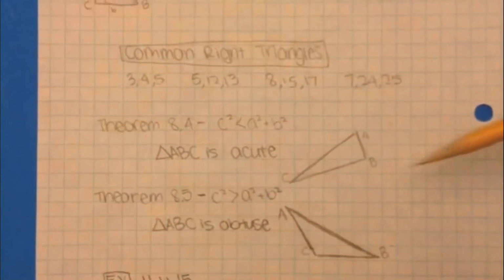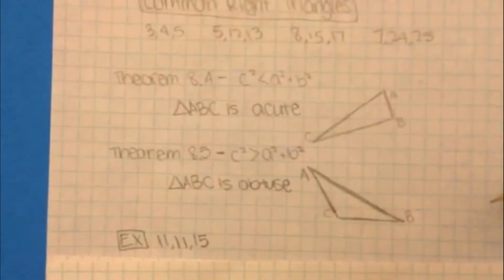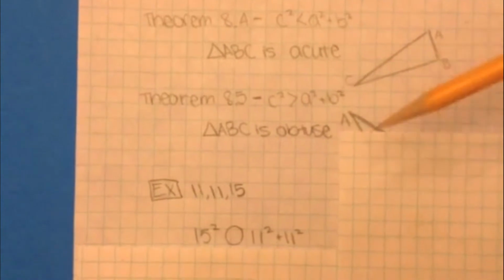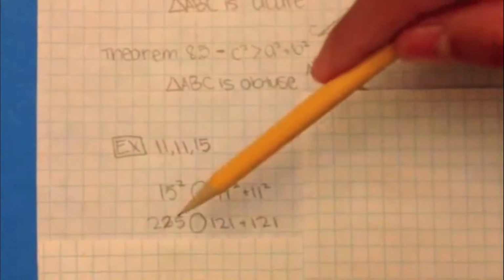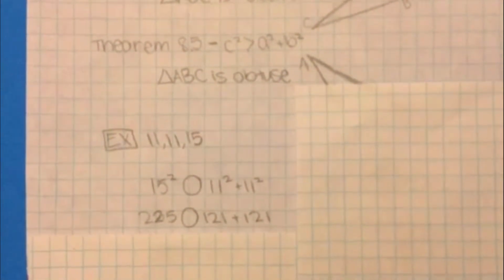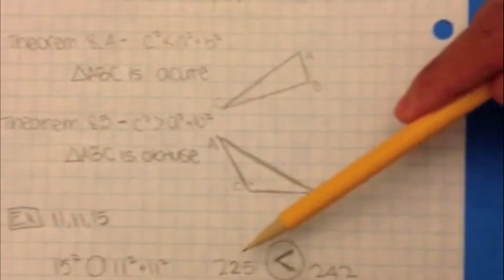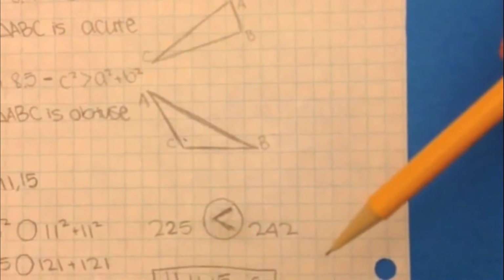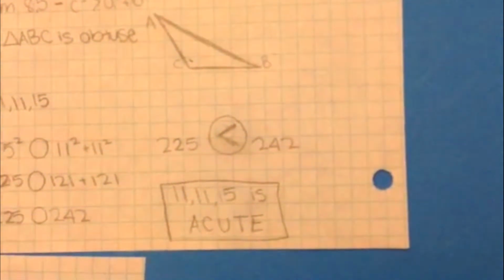Now let's see if the 11, 11, 15 triangle is acute or obtuse. First, you square the 15 and both of the 11s to get 225 and a pair of 121s. Then you add the 121s to get 242. As you can see here, 225 is less than 242. So by theorem 8.4, the 11, 11, 15 triangle is acute.